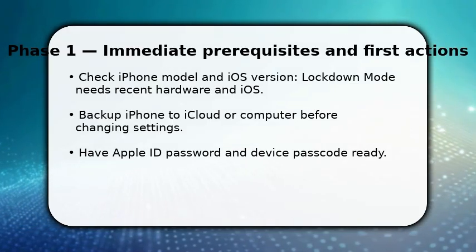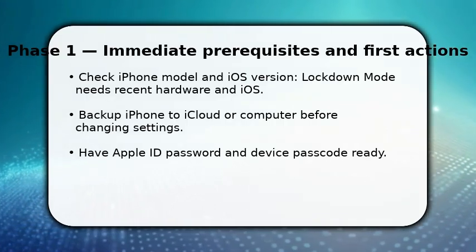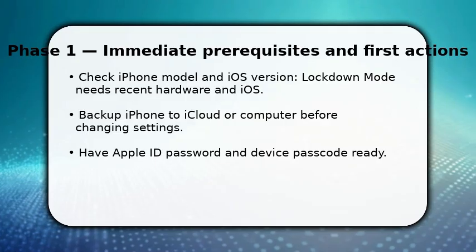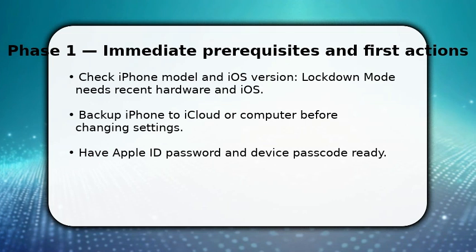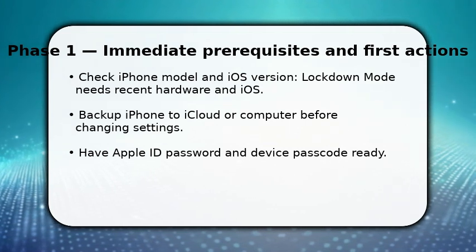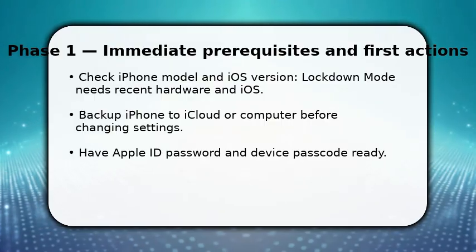Keep them ready. Now open Settings, tap Privacy and Security, and scroll to Lockdown Mode. Tap it to view what will change. This step sets context and prevents data loss. You now enable Lockdown Mode. Tap Enable Lockdown Mode and read the confirmation screen so you understand the restrictions.